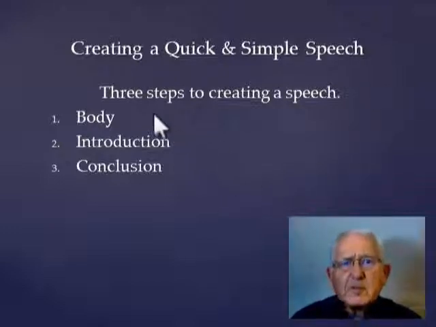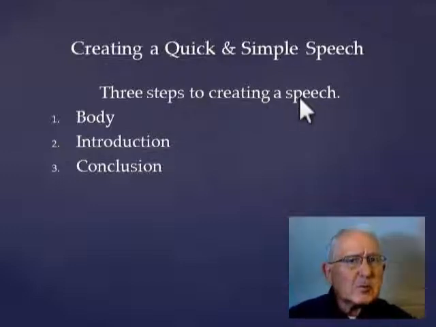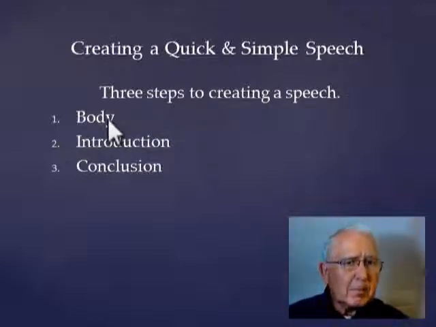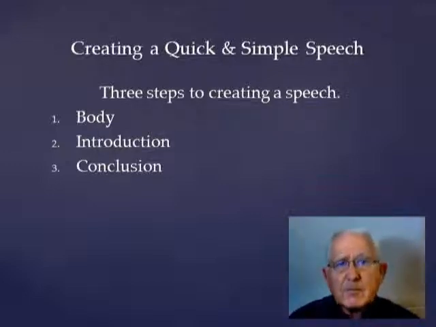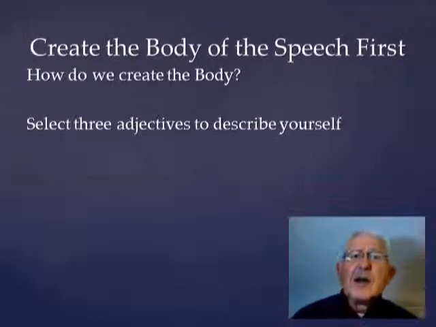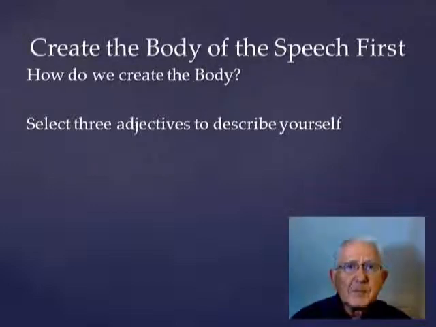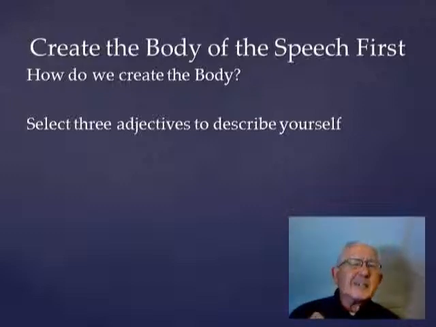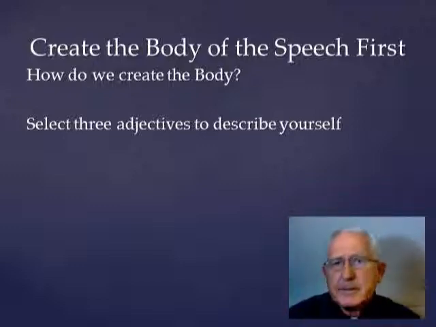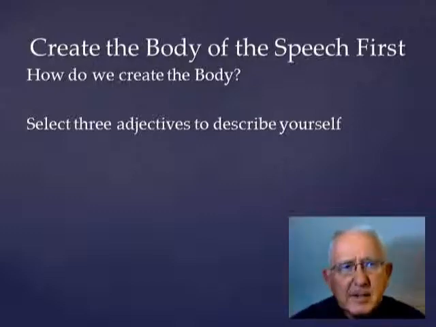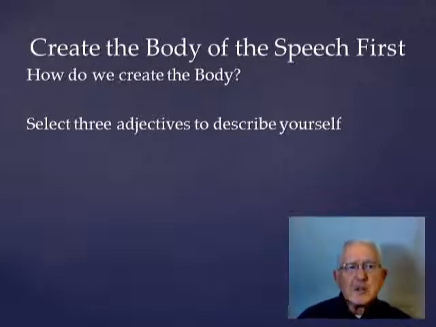What I want to point out here is that we're going to look at 3 steps to creating a speech. And we're looking at the body, the introduction, and the conclusion. We're starting with the body because obviously you have to have that before you can have an introduction or a conclusion. So how do you create the body of a speech? Well, you start out by thinking of 3 adjectives that describe you. Maybe you're benevolent. Maybe you're benevolent and patient. Maybe you're benevolent, patient, and maybe fast. Whatever, but you've got 3 words that describe you.